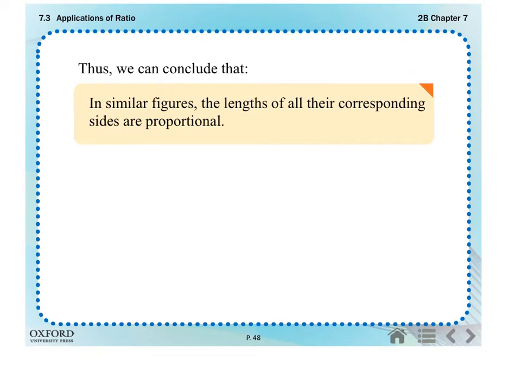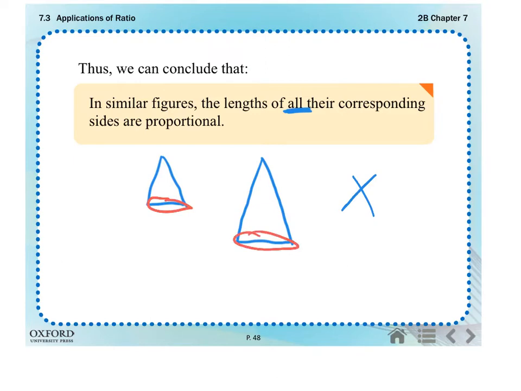So this one is our conclusion. In similar figures, the lengths of all the corresponding sides are proportional. Remember, it's all. So if I ask you whether this one is a similar figure, the answer is no. For example, this one, the base, is not in the corresponding ratio. It's not in the correct ratio. So this one is not in ratio.